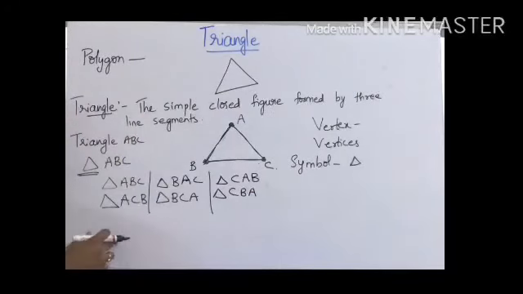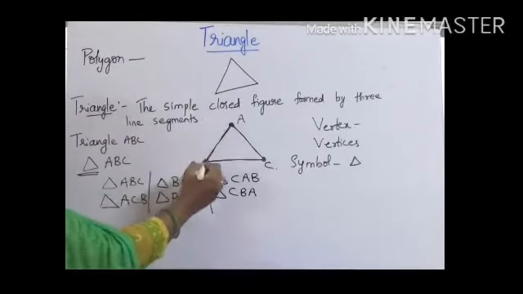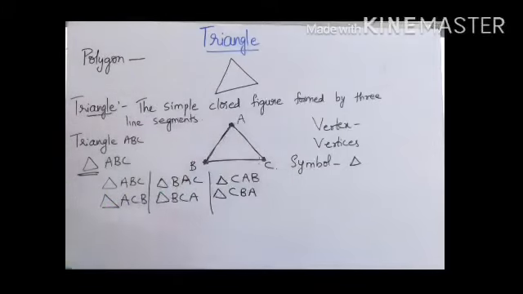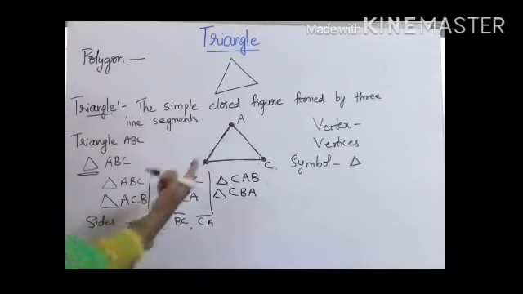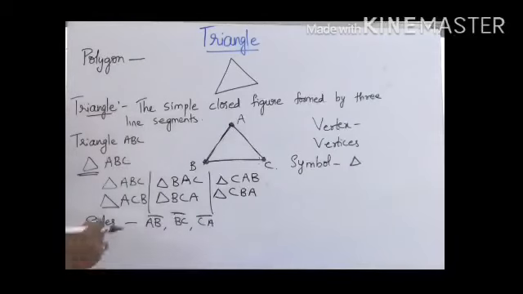So here the line segments AB, BC, CA are what? They are called the sides. So sides are nothing but the line segments that are AB, BC, CA. What does this symbol indicate? It is the line segment having two endpoints. So here the AB, BC, CA are the sides of this triangle, isn't it?